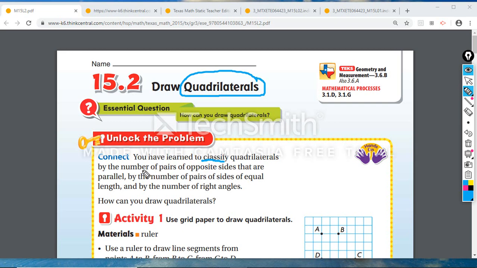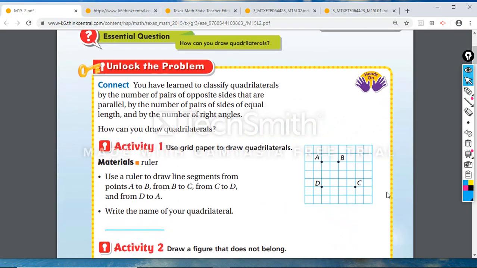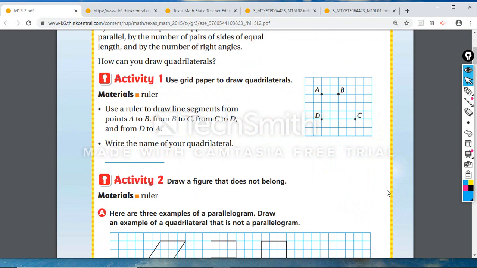So on 15.1, we classified the quadrilaterals by the number of pairs of opposite sides that are parallel, by the number of pairs of sides of equal length, and by the number of right angles. So now we're going to draw a quadrilateral by using the information that's given to us. So let's take a look at what they're asking us right here.